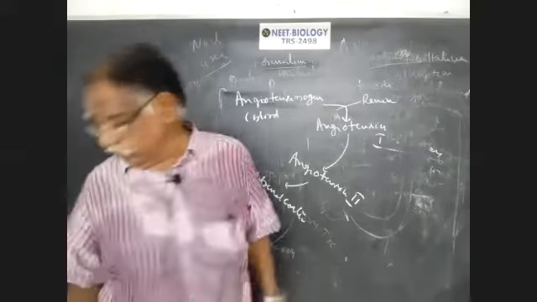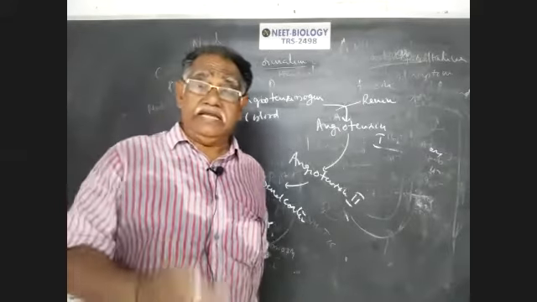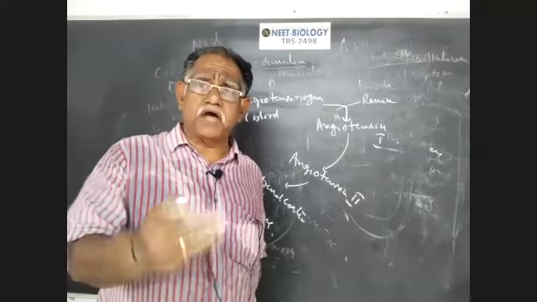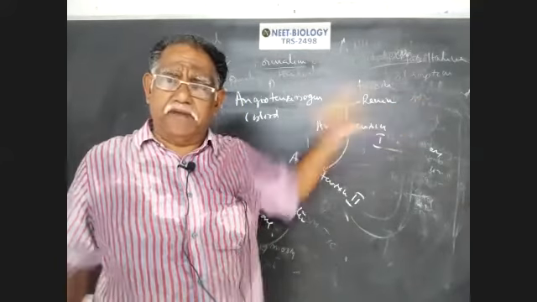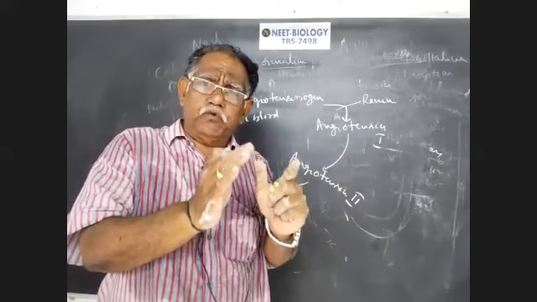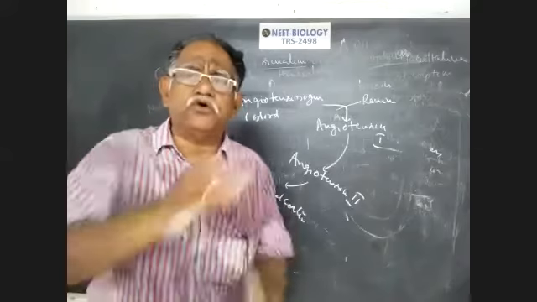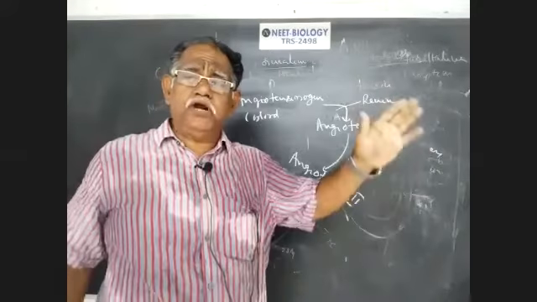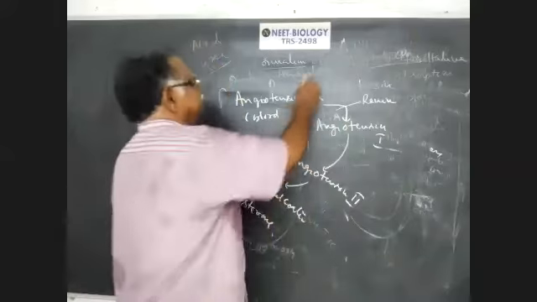So, aldosterone. What is the function of aldosterone? It increases the reabsorption of salts from the nephron, from the glomerular filtrate. By that, the blood pressure or body fluid volume increases, so that the GFR is restored. When body fluid volume decreases, blood pressure decreases, GFR decreases.